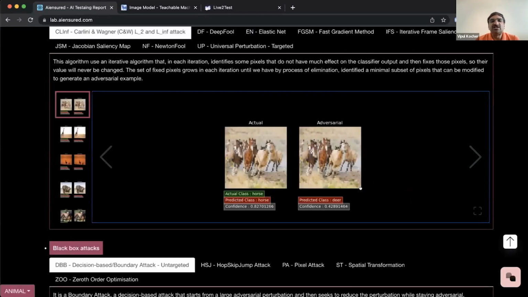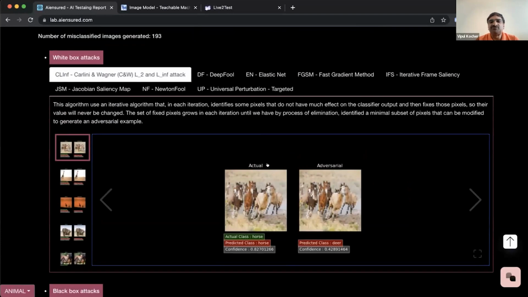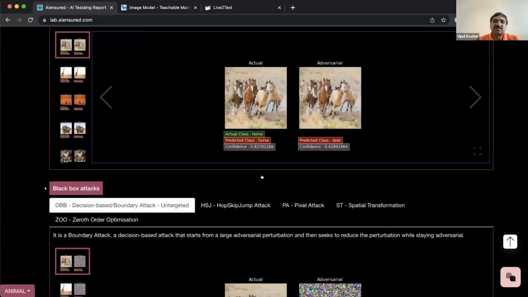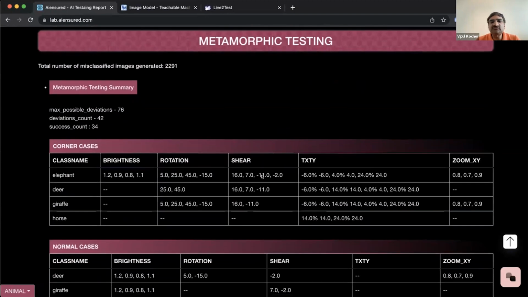So based on different algorithms, we generate a lot of adversarial attacks. And interestingly, these adversarial attacks can now be used to train my model. So I take these adversarial images, feed them back to my training data, saying this is actually a horse, and then the system gets cured of its adversarial attacks.